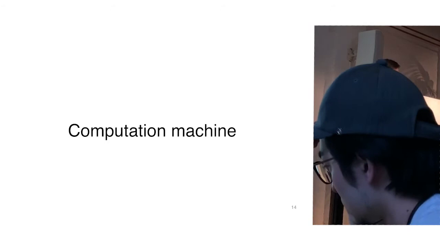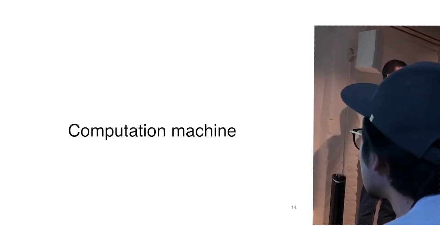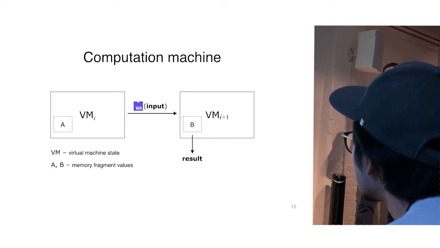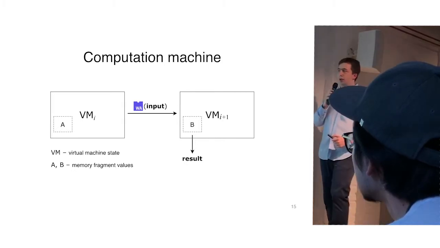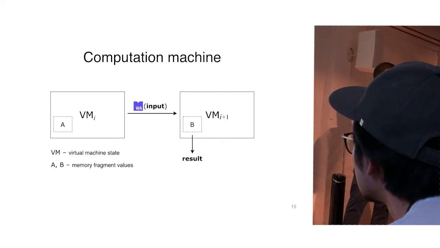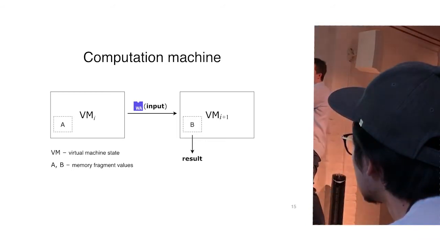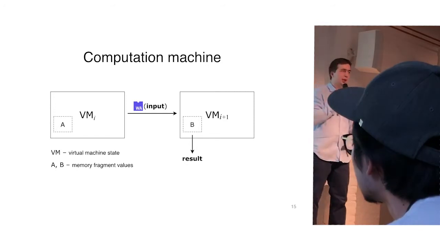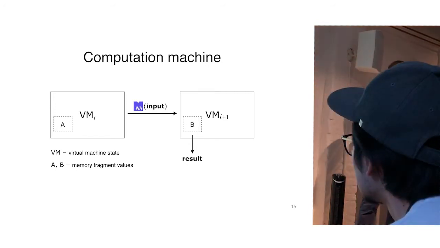So, let's switch back to the Fluence computation machine. It can be considered as a stateful function that is applied to the current virtual machine state, represented by these big boxes on the left side, and the input, and produces a new state. Also, it's important that all states contain the result. The state is like a WebAssembly state: memory, globals, and so on.